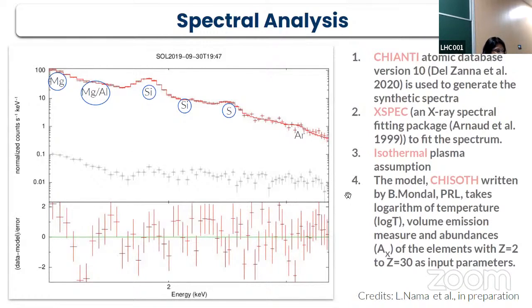The parameters that can be varied are temperature, volume emission measure, and elements whose atomic number is from 2 to 30. In the spectra, this is a representative spectrum for one such flare. We have left the abundances of magnesium, aluminum, silicon, and sulfur, whose emission complexes are visible in the spectra, as free parameters, and also temperature and emission measure, which is derived using the continuum.